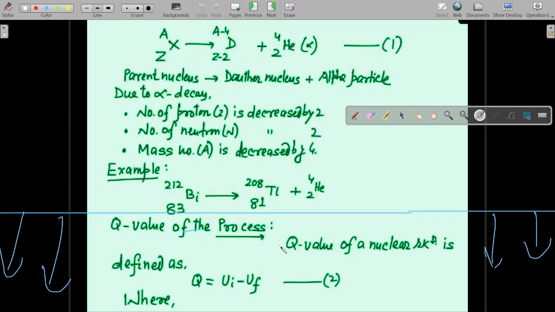In order to understand how we define it, I have already made a video in this particular series, one video on Q value of a nuclear reaction. In that video I had already told you regarding the Q value of the process. If you have been watching the series in sequence, then certainly you would have gone through that lecture. Even if you haven't, I would like to tell you that Q value of a nuclear reaction is defined as Q equal to Ui minus Uf.